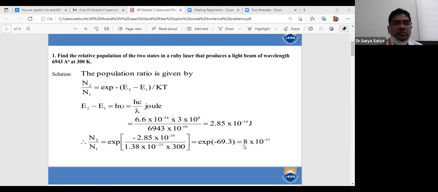n1 square minus n2 square. But here, instead of n1 square, this n1 square depends upon the radial distance from the axis. That's why we copy it: n square of r instead of n1 square. So n square of r minus n2 square.